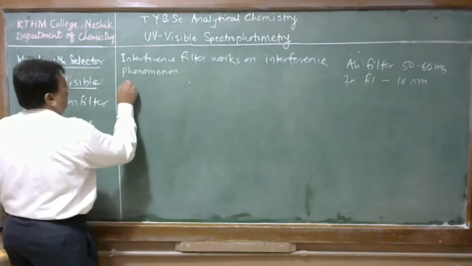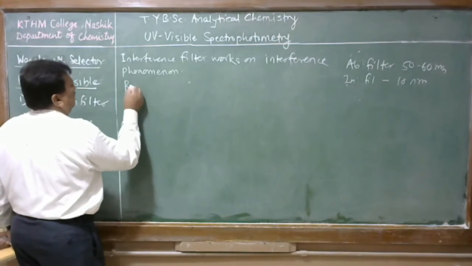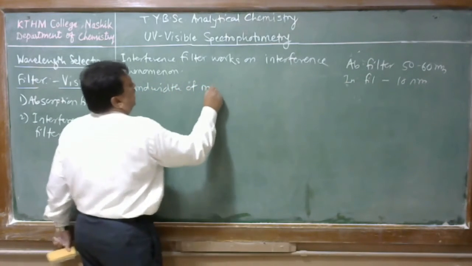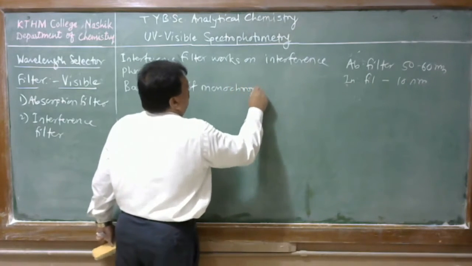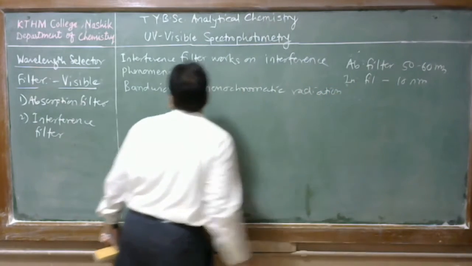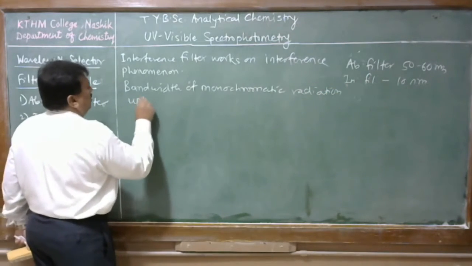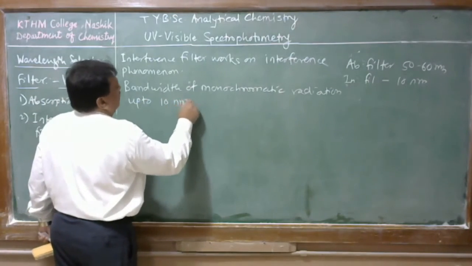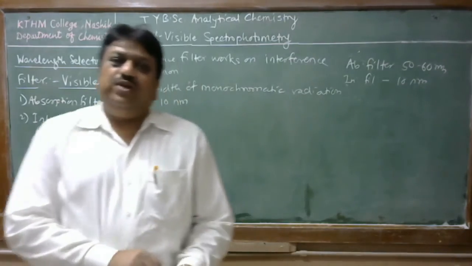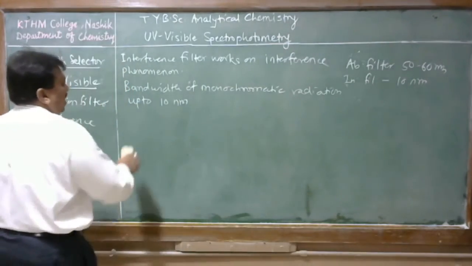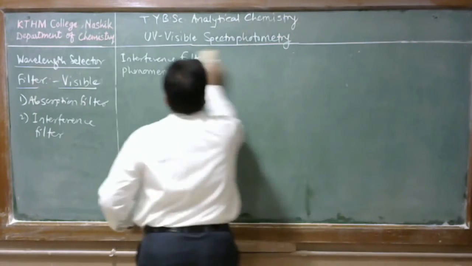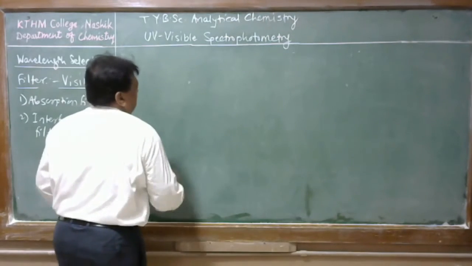Therefore, a bandwidth of monochromatic radiation up to 10 nanometer can be isolated by using this interference filter. Student, we will discuss how this is constructed and how this works. The interference filter, as I told you, works on the interference phenomenon.